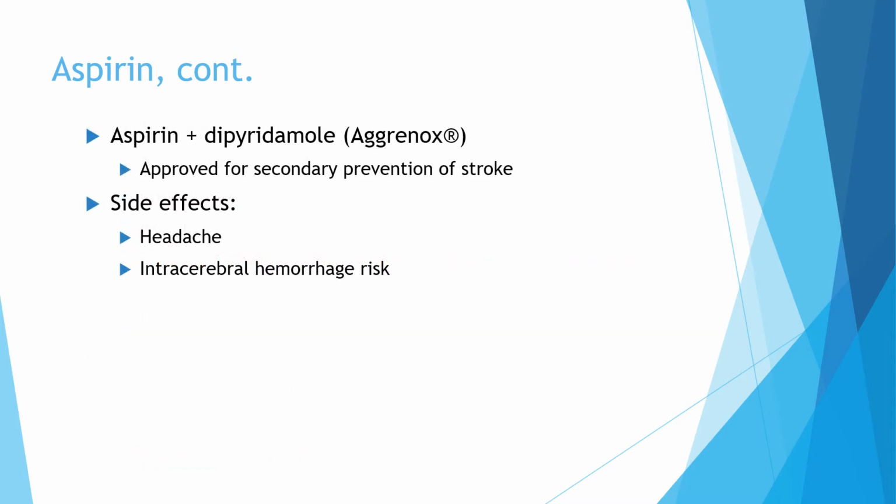There's also a combination aspirin product, aspirin and dipyridamole, known as Aggrenox. Its only indication is for secondary prevention of stroke, so you won't see it in your ACS or angina patients. The side effects of this specific agent include headache and intracerebral hemorrhage risk.